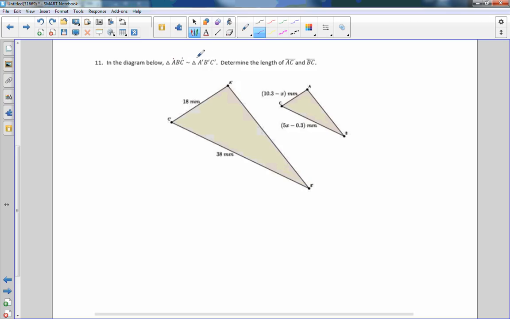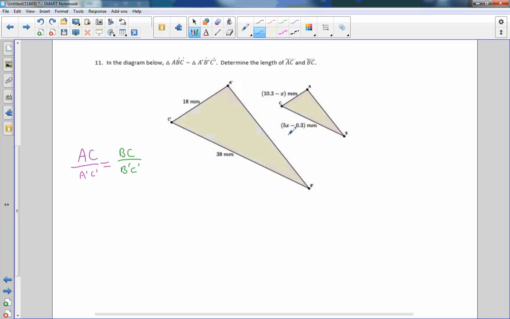So AC corresponds to A prime, C prime, and that's what I'm going to write. AC is to A prime, C prime as, and then I need to find BC. So looking at these names of the triangles, if I want BC, BC is the last two letters, so I'm going to use B prime, C prime to compare. So it's going to be BC over B prime, C prime. So there's my proportion set up, and now I'm going to substitute.